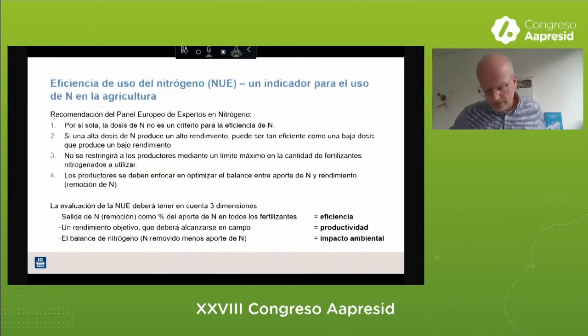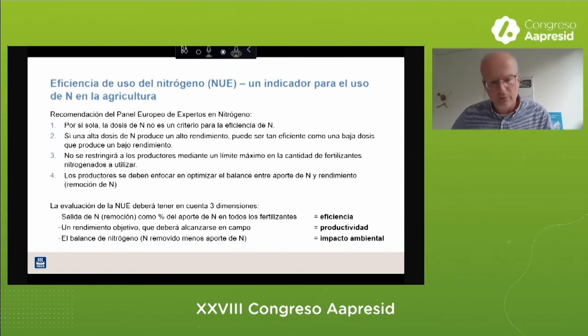So in Europe, there's a group of mainly scientists, but it also includes some participants from the industry and from the policy that is called the European Nitrogen Expert Panel. And in this group, nitrogen use efficiency has been defined and is seen as a very important indicator for efficient and sustainable nitrogen fertilizer management.